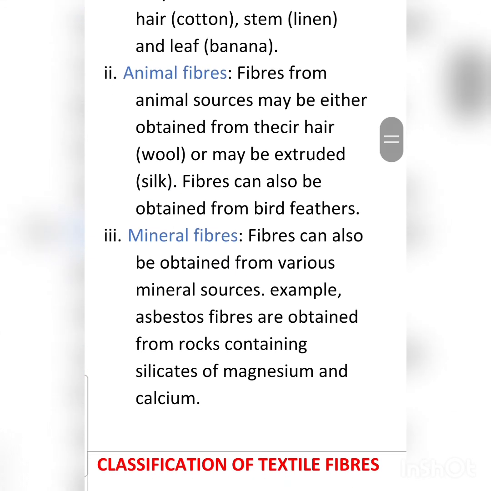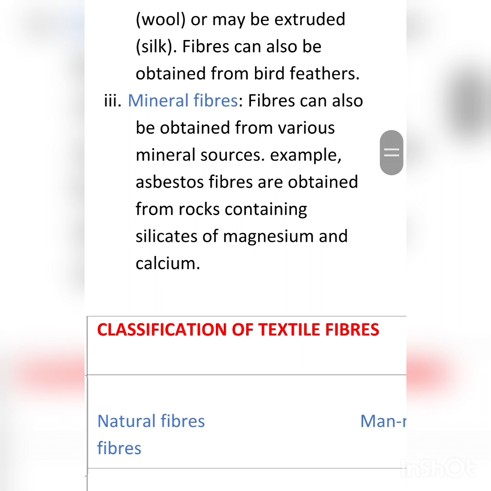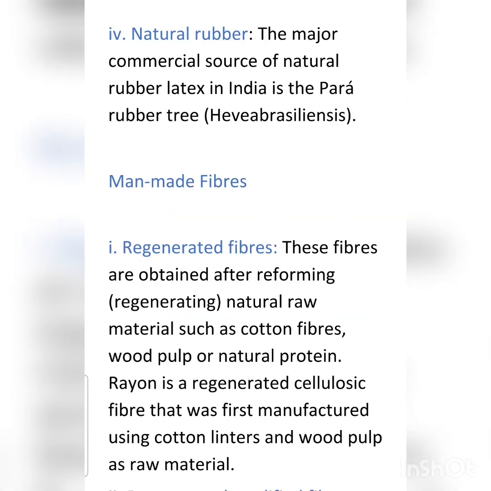Next, we have mineral fibers. Mineral fibers can be obtained from various mineral sources, for example asbestos fiber obtained from rocks containing silicates of magnesium and calcium. Then we have natural rubber. The major commercial source of natural rubber latex in India is the para rubber tree. Next, we have man-made fibers.